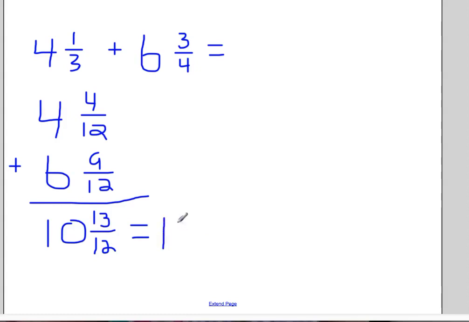So I'm going to remember that I've got 10 plus 13/12. Now I'm going to simplify that 13/12. I know that 12 goes into 13 one whole time, and there's going to be 1/12 left over. Okay, so there's my pieces. Now I just need to put it all together. 10 plus 1 is 11. My fraction part is 1/12. So my answer is 11 and 1/12. Did you get the right answer? I hope you did.